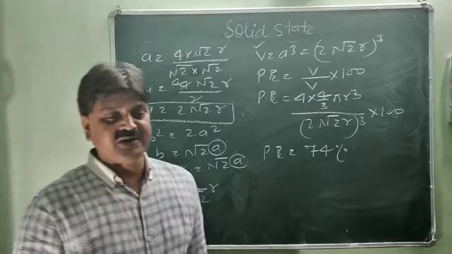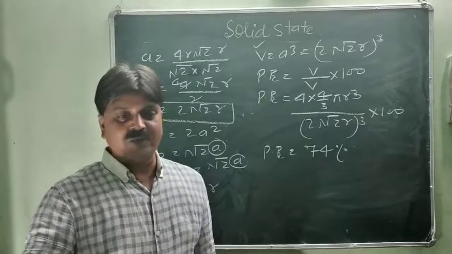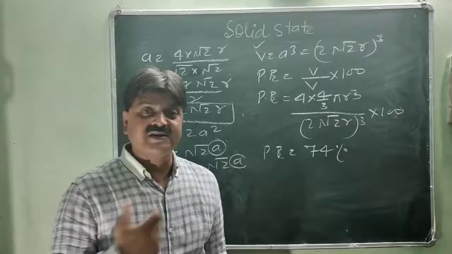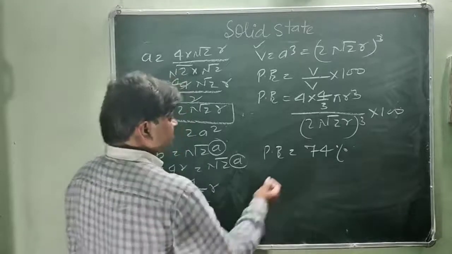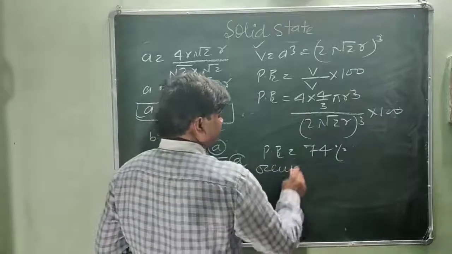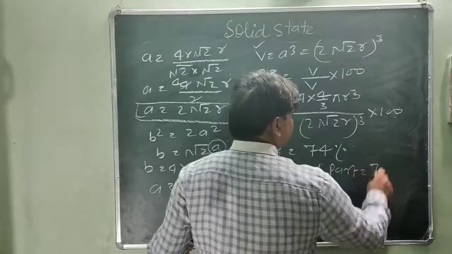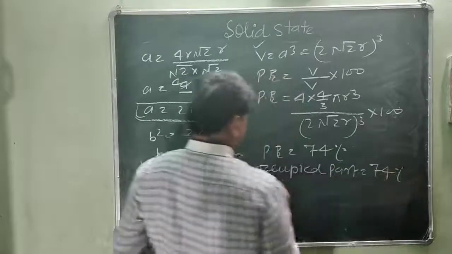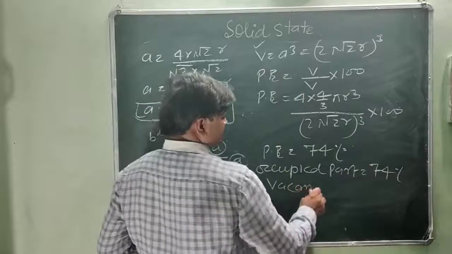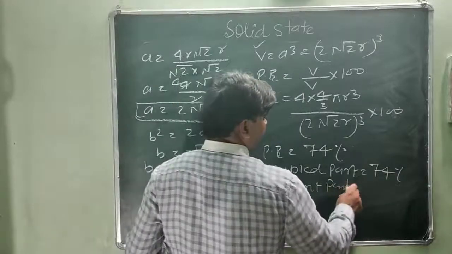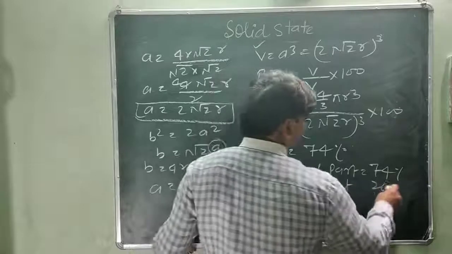This is the packing efficiency in case of the FCC, face centered cubic. This 74% is the occupied part, and how much is the vacant part? The occupied part is equal to 74% and the vacant part is 26%.